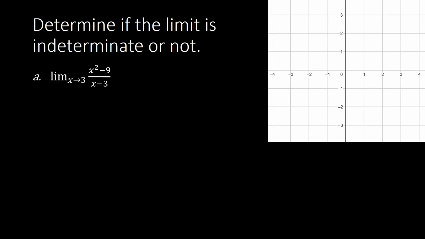The limit of x squared minus 9 divided by x minus 3 as x approaches 3. So this one is a rational function. And so what we can do is just evaluate f of 3 over g of 3. It's equal to, so 3 squared is 9, 9 minus 9 is 0, and 3 minus 3 is again 0. So this one is an indeterminate form.